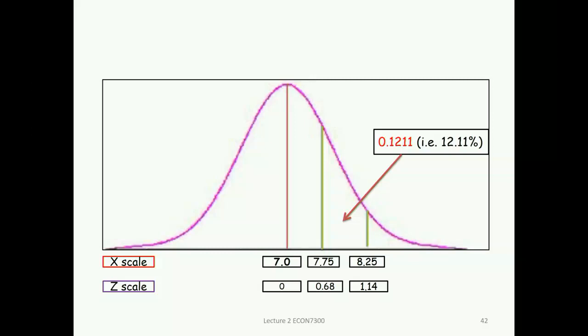Now the question: what is the probability in the middle? What is the probability here? Now, as I told you, the textbook always gives you the probability to the left. So the easiest way is to find the probability from here to the left, and then I deduct. So the probability from 1.14 to the left, minus the probability from 0.68 to the left. Then I will find this one, 0.1211.